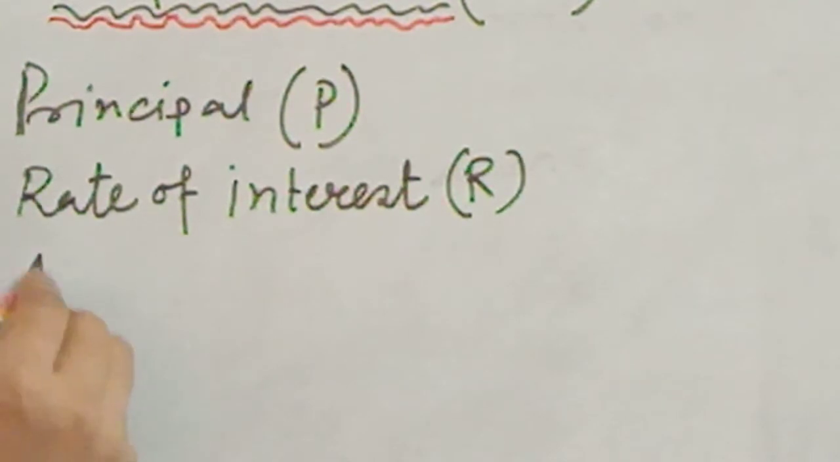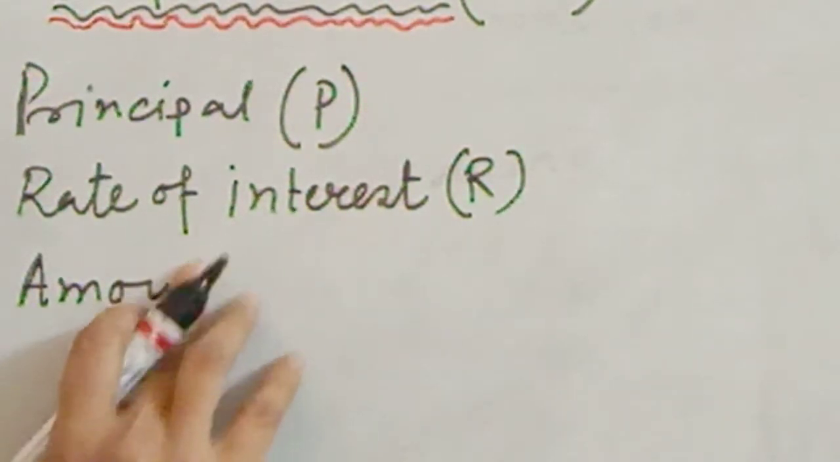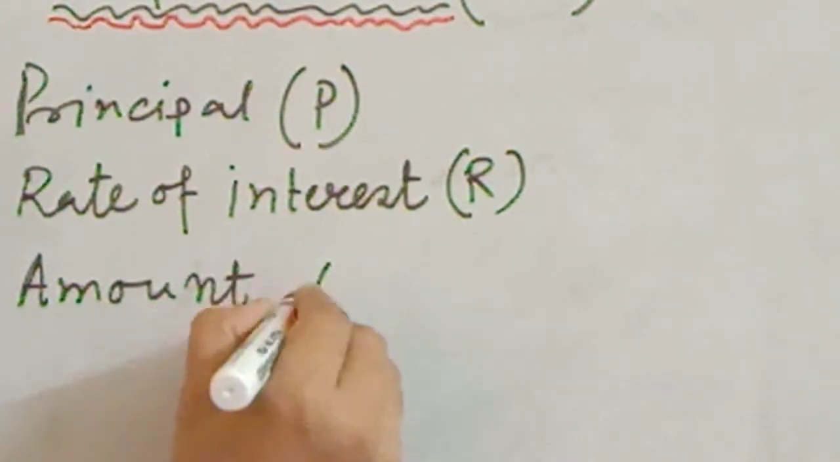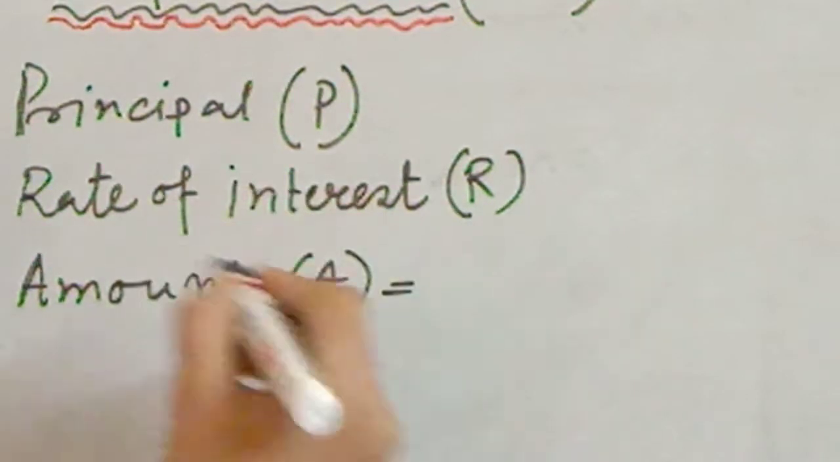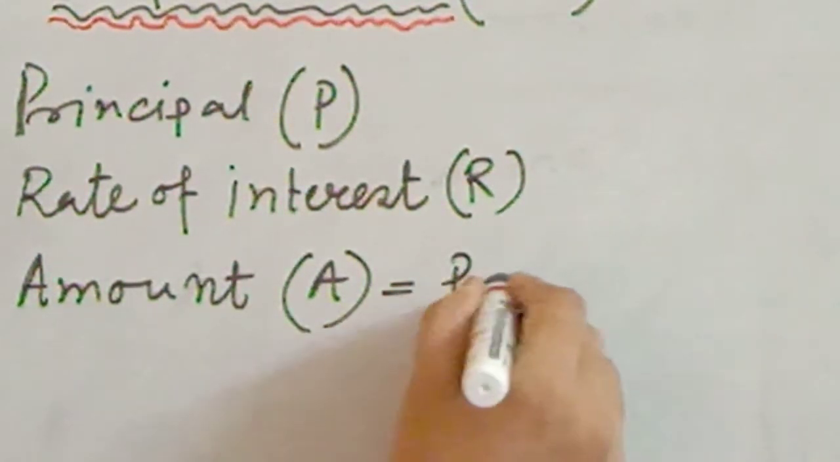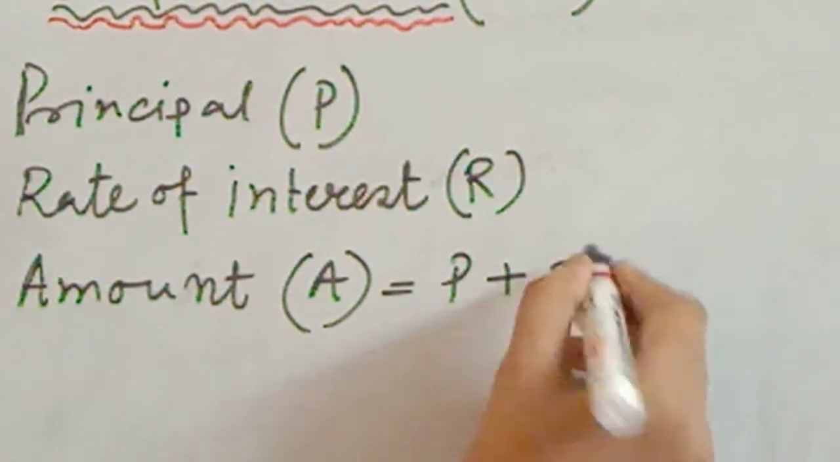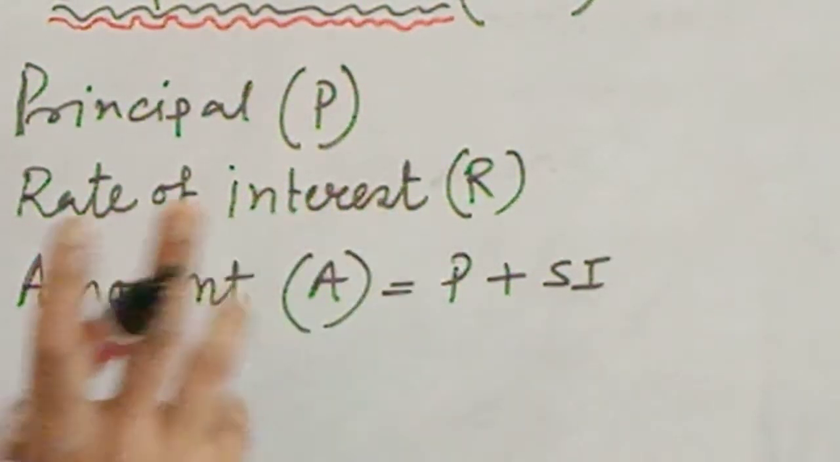Next is amount. Amount in short it is A. It is the summation of principal and simple interest. And the rate of interest you have got here.